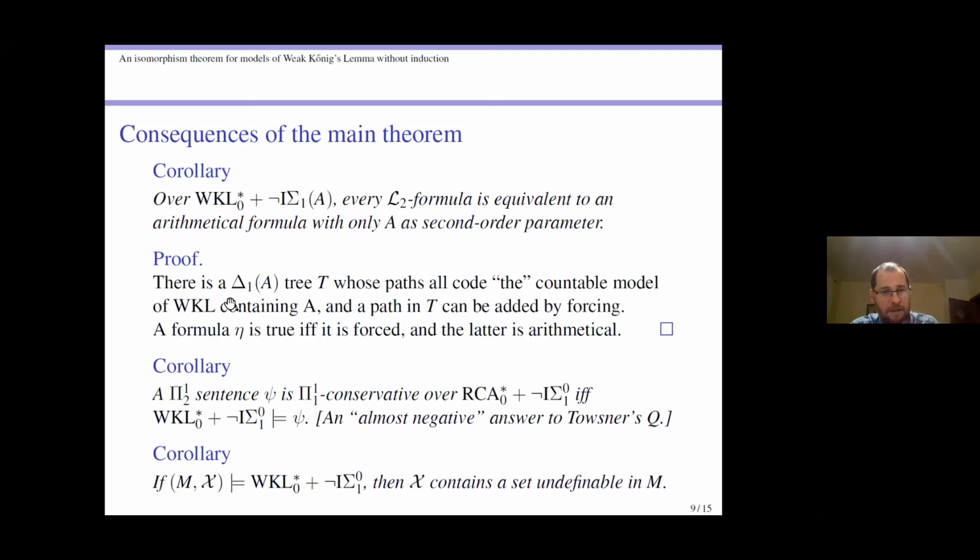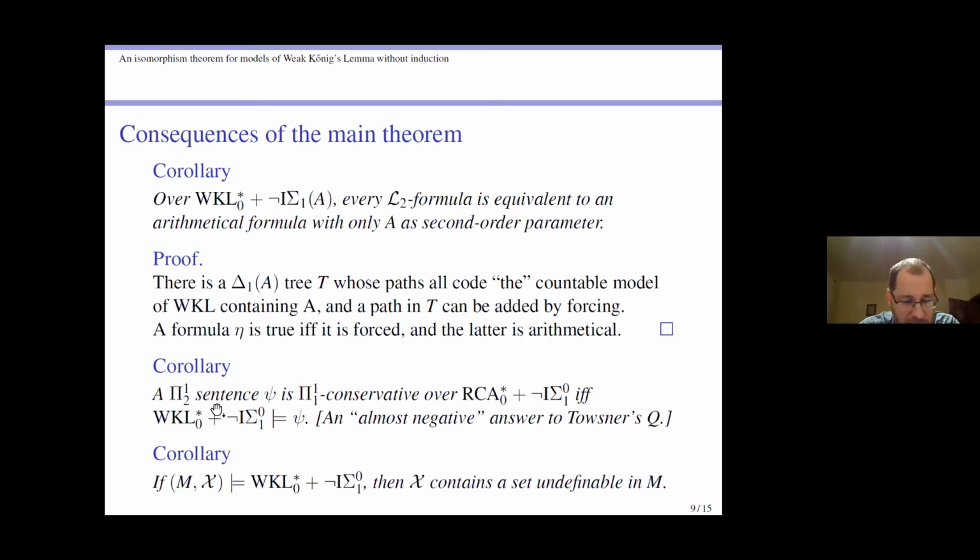Another corollary, which we actually had quite a bit earlier than we got the isomorphism theorem, is that we get something approximating a negative answer to Towsner's question, namely, there's a maximal pi11 conservative pi12 theory over RCA0, plus you have to explicitly add negated sigma 1 induction. So a pi12 sentence is pi11 conservative over RCA0 star plus not induction if it's provable from weak Kőnig's lemma plus not induction.